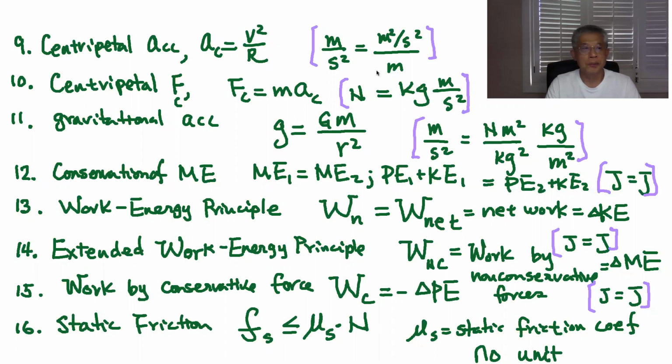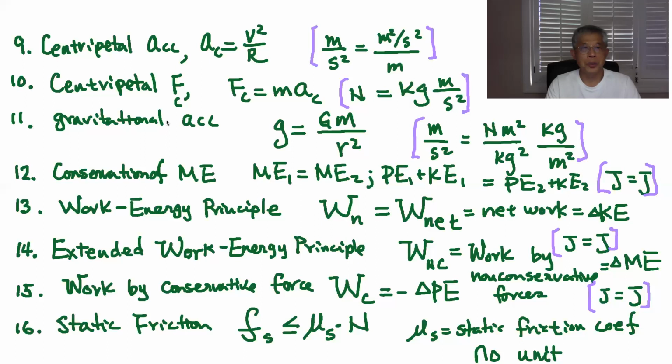r is in meter. Number 10, centripetal force. C stands for centripetal. Centripetal force can also be called radial force. It only means the force in the radial direction that points to the center of a circle. So Newton's second law can be applied. F_c is equal to m a_c. Unit is newton. Mass is in kg. a_c is meter per second squared.